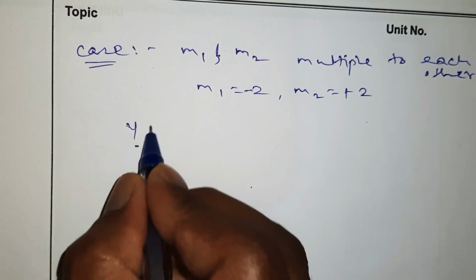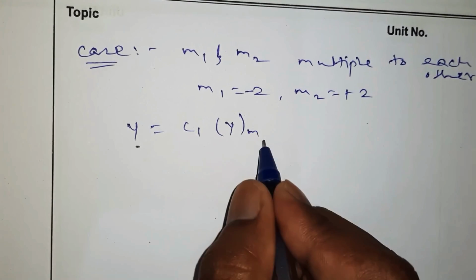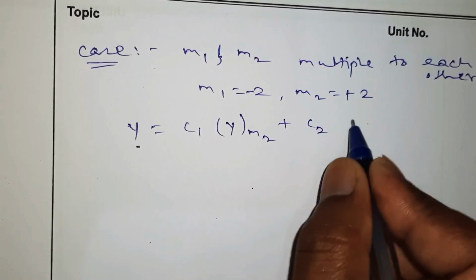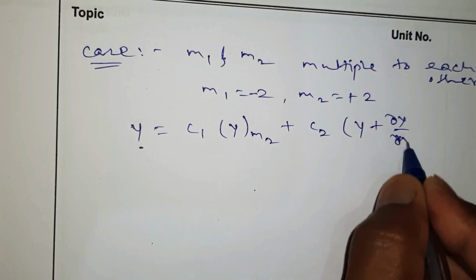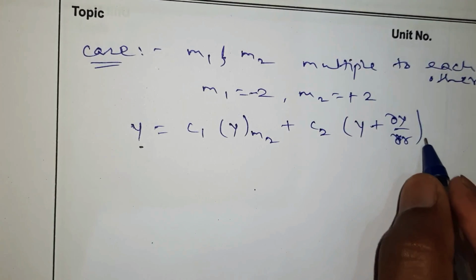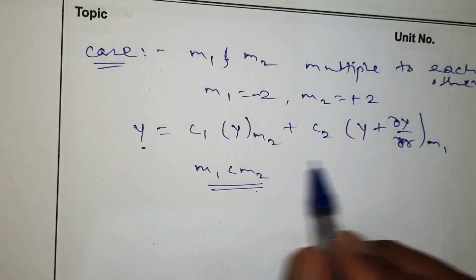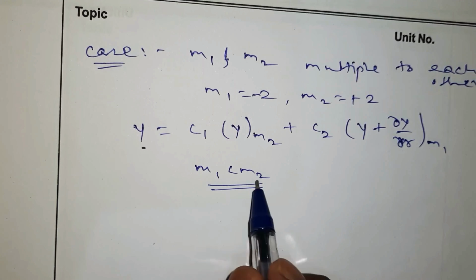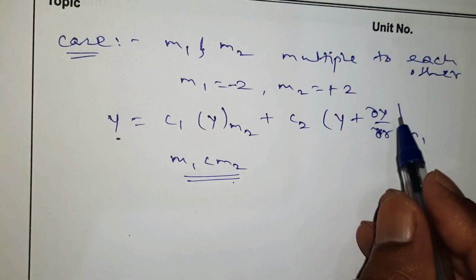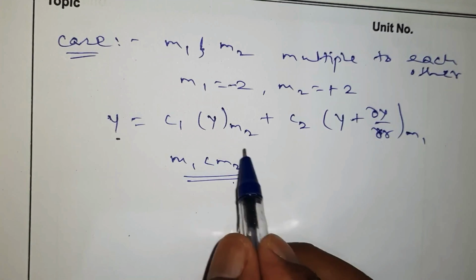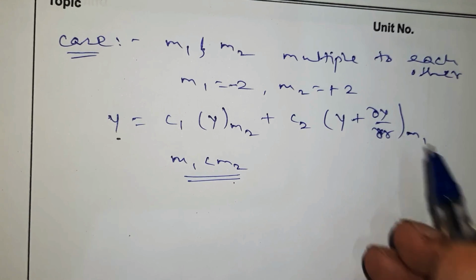So when such a case arises, then also we have to use the solution. Our solution is y is equal to c1 y at m2 plus c2 times y plus dou y by dou r at m1. Here I take m1 less than m2, that's why I wrote in this way. If m2 is less than m1, then I have to interchange m1 and m2. Here I require y and the derivative dou y by dou r. So this is the case.